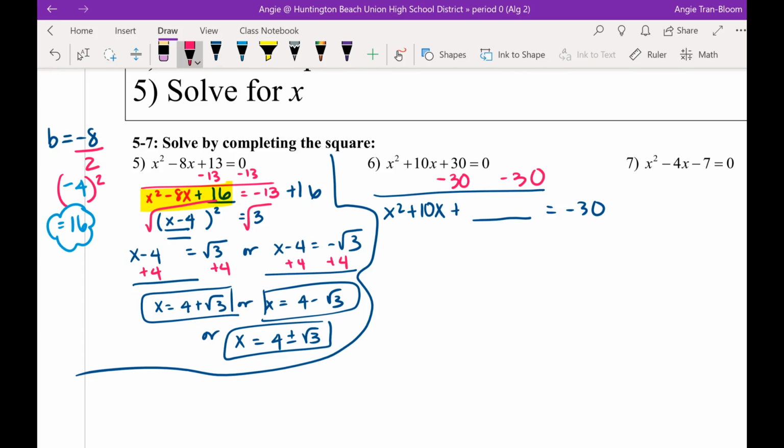Ainsley, what is the b value for example 6? B is 10, good. What do we do with the b value? Allie? Divided by 2, good. So if I divide by 2, Allie, what would I get? 5, good. After you divide by 2, Ben V, what do we do? Once we take the b value, we divide by 2. Square it. Square it. And Ben V, once you square it, what do we get? 25. Perfect. And guys, what do I do with that 25?